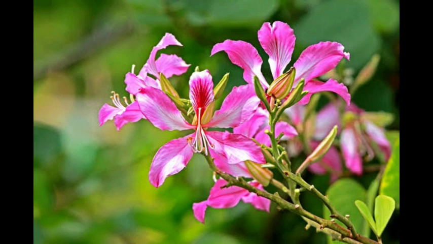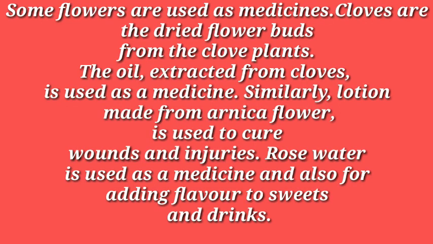Okay, now next, some flowers are used as medicines. Now cloves are the dried flower buds from the clove plants. So cloves are basically the flower buds. And from these cloves the oil is extracted and used as medicine. Like clove oil is very good for your teeth also. So if you have a tooth pain and you just apply clove oil, it gives good relief. So most of the toothpastes use clove oil in them. It helps in getting rid of germs.